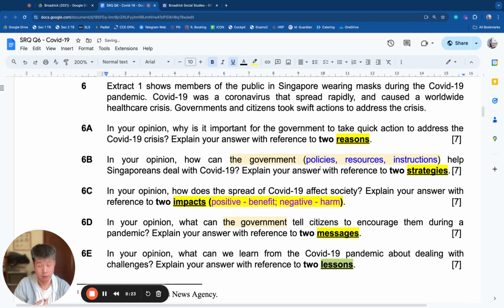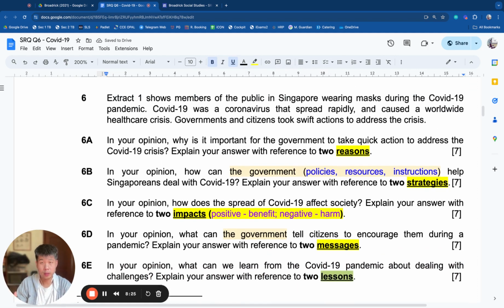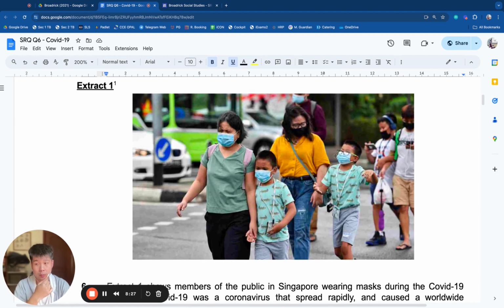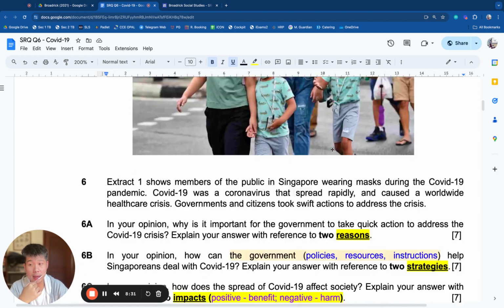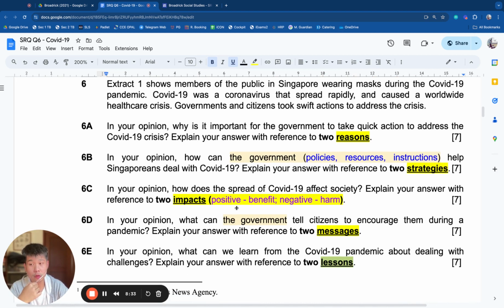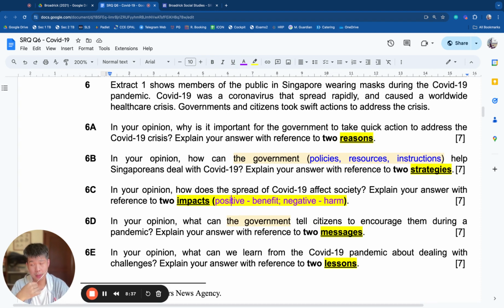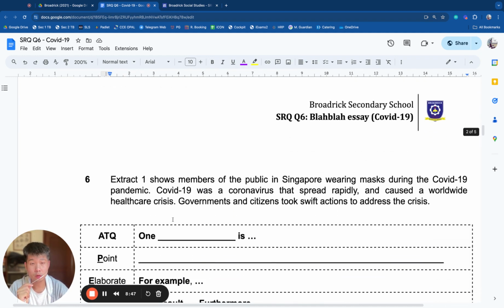So in other words, from one single prompt, a picture of people wearing masks during COVID-19, I can generate at least 5 different types of questions. Okay, so how do I answer, and how do I write an effective essay that can demonstrate my thinking for SRQ question 6? Let's now move to the next page.